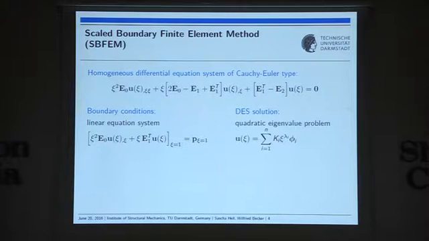So the differential equation system can be transformed into a quadratic eigenvalue problem and yields the following solution, with lambdas being the eigenvalues of the quadratic eigenvalue problem and the phis the eigenvectors of the quadratic eigenvalue problem. The coefficients can then be determined using the linear equation system.